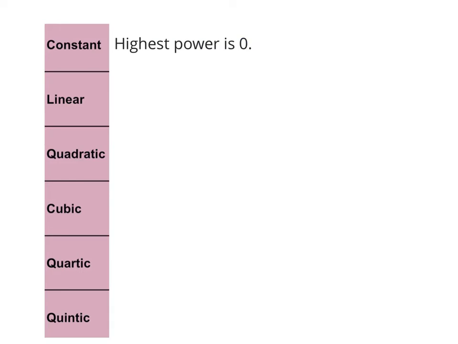First name based on the degree would be a constant, and that's when the highest power is 0. So what does it look like to have a highest power of 0? Well, that really means that there's no variable at all. Like if I have 3x to the 0 power, we remember from our exponent rules, anything to the 0 power is just 1. So that's really saying 3 times 1. So 3x to the 0 power is really just 3.